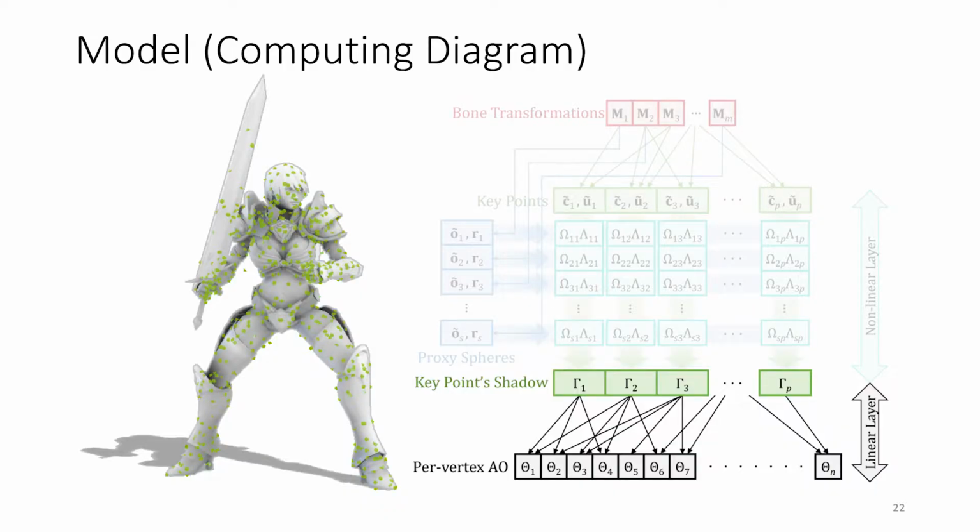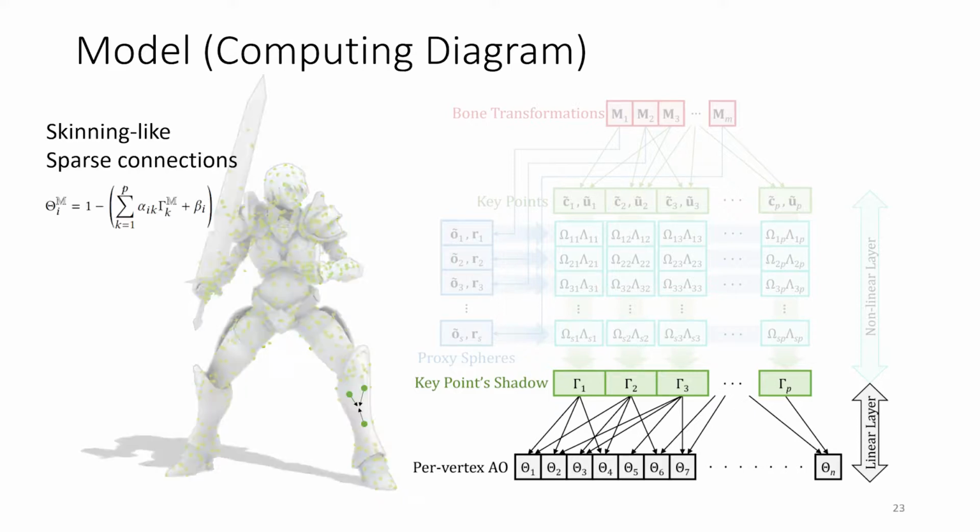Once we have the ambient occlusion calculated for each key point, in the linear layer, we compute the final per vertex AO as a linear combination of the shadow received by a number of key points. Each vertex only receives a contribution from a few local key points. This sparse linear connection helps reduce computational costs both during training and in runtime.